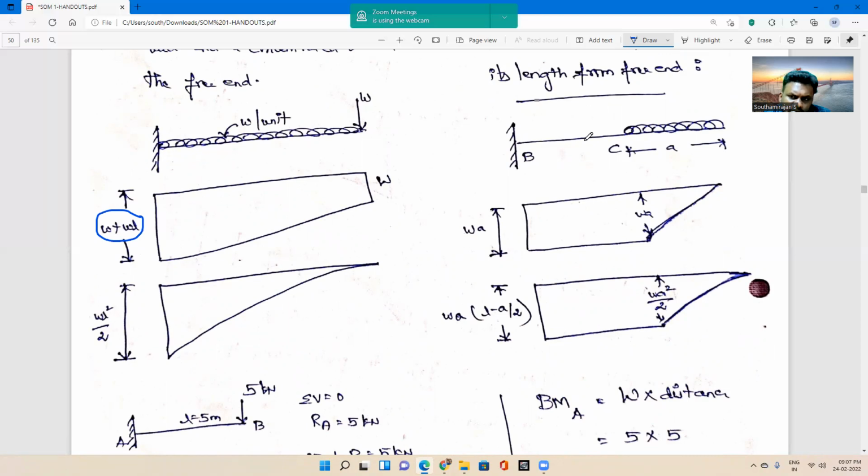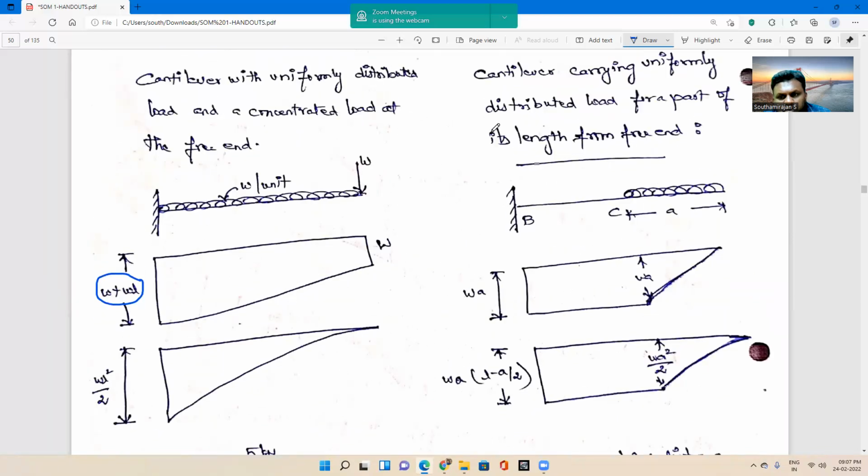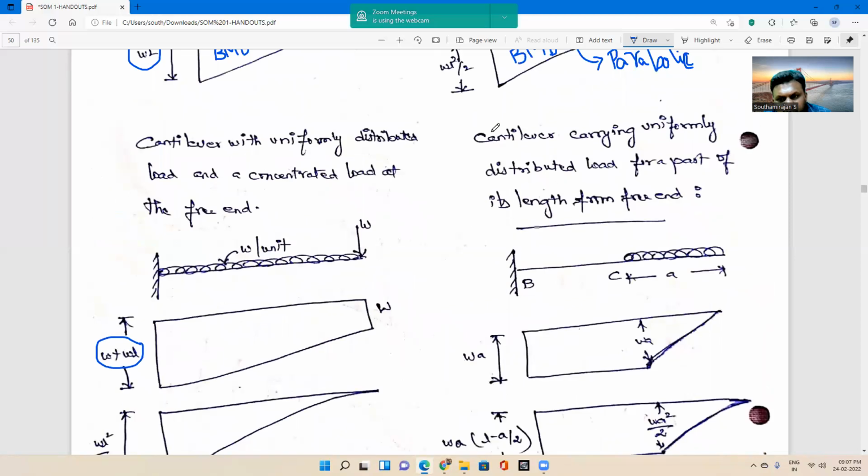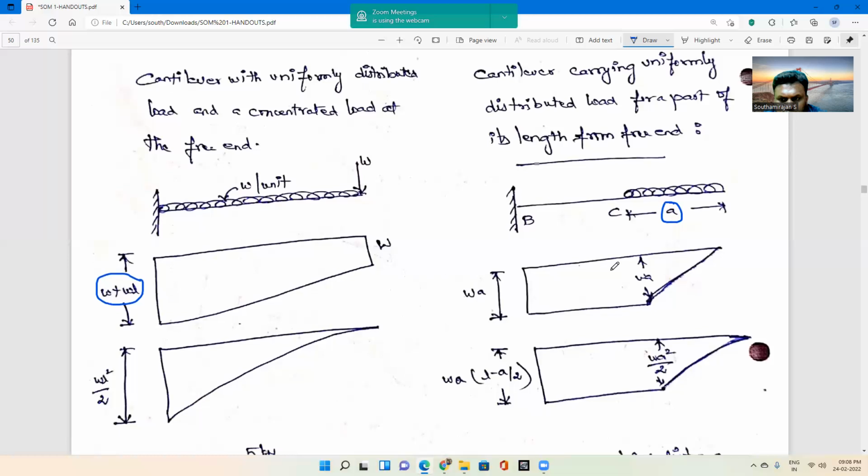Next, in all the previous problems, we have seen that the load was applied for the entire span. On the next sum, we will go through the same logical reasoning for a certain distance of UDL. If the load has been applied for a small fraction of distance A, that is a cantilever carrying a uniformly distributed load for a part of its length from the free end. So from the free end, the load has been applied for a distance of A alone. The total length will be L. So we will calculate the bending moment and shear force variations.